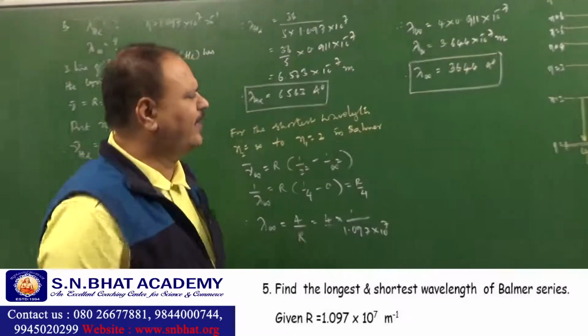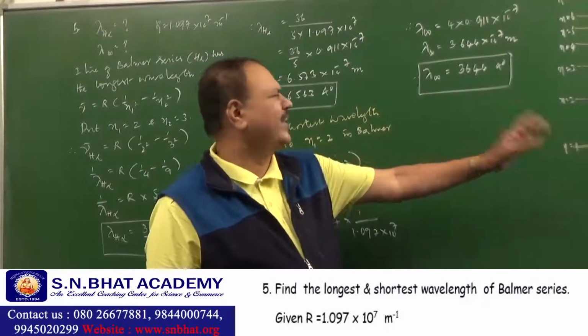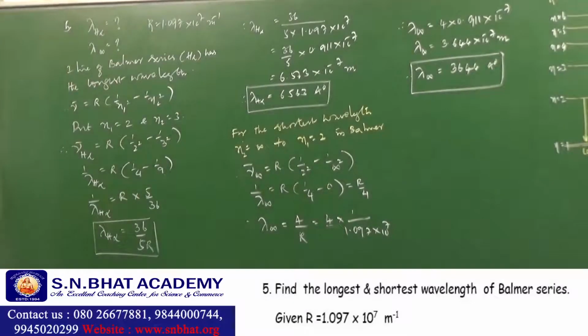Infinity, and actually it should be between 4,000 to 8,000 as for the Balmer series, but 3,600 would be okay. Okay, this is very important for you.